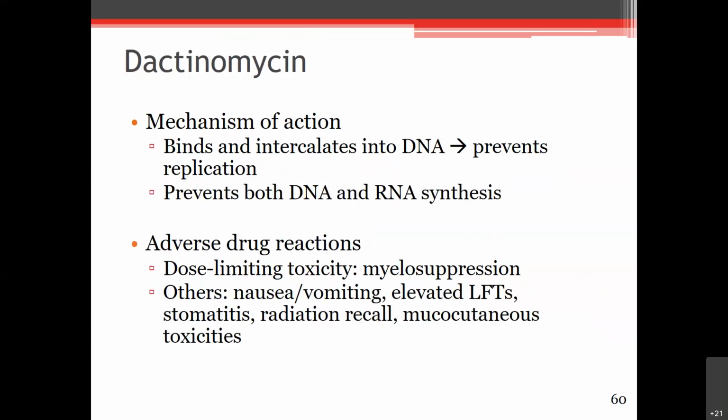Dactinomycin binds and gets incorporated into DNA, preventing replication. The adverse drug reactions here are myelosuppression. There can be significant nausea and vomiting, increased LFTs, stomatitis. Radiation recall is a concern with dactinomycin, and then mucocutaneous toxicities.